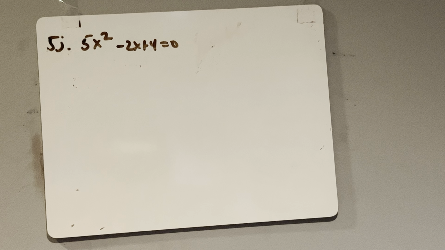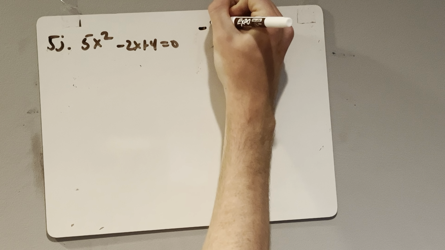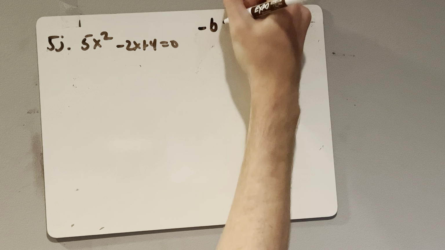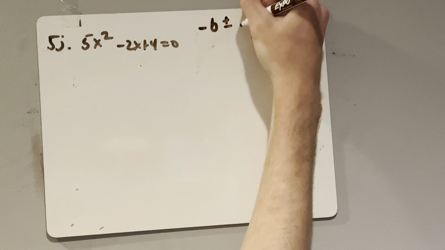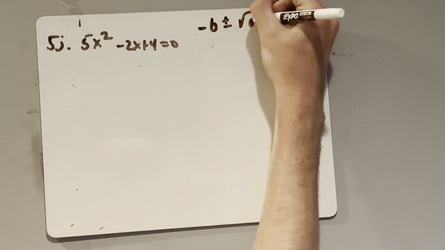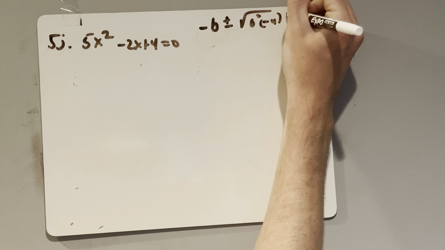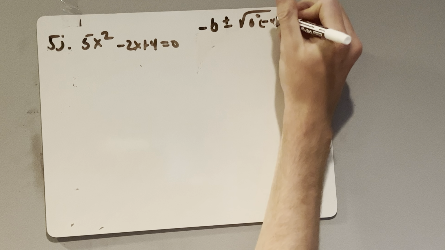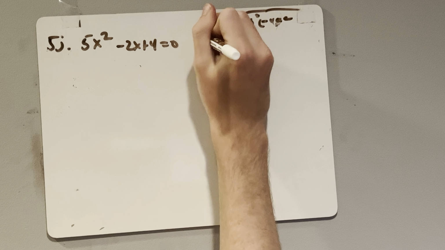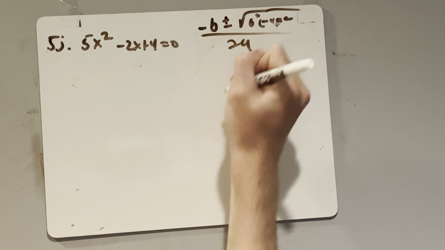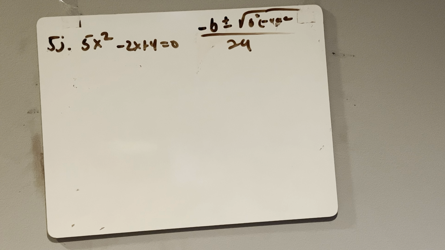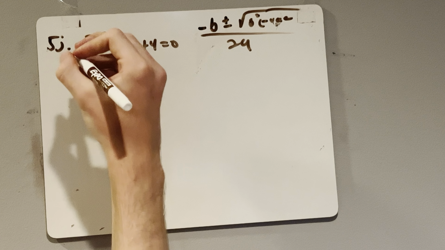So what I need to do now, in order to figure out what those imaginary numbers will be, is use the quadratic formula. In case you need a refresher on what the quadratic formula is, it is negative b plus or minus the square root of b squared minus 4ac all over 2a.